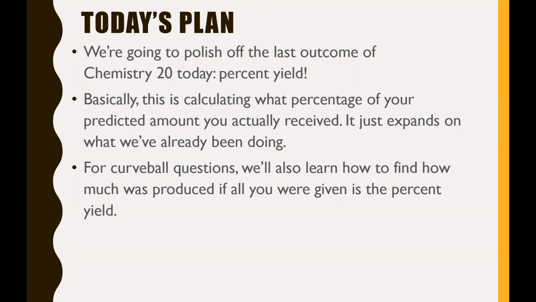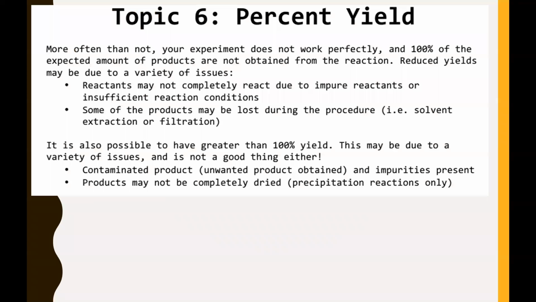There's going to be a couple curveball questions I'll throw at you today. This will be where you'll learn how much was produced if all you were given is the percent yield. Wow, that sentence is a bit of a mess. In other words, there'll be questions where I'll say your percent yield was 25%. How much was actually produced? Anyway, let's keep going. It'll make more sense when we see it. So again, this is on page 35 in your note package.